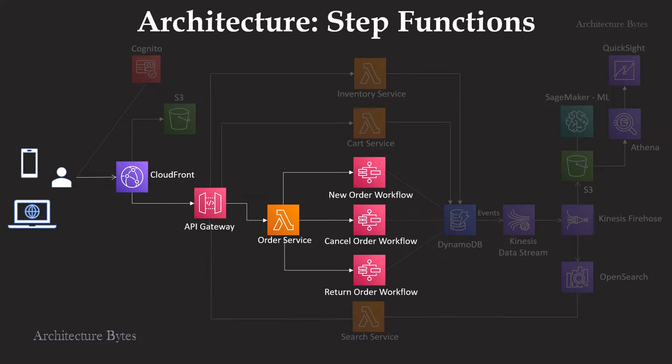Order-related workflows are modeled as AWS Step Functions. Step Functions allow you to orchestrate multiple AWS services into serverless workflows. We have new order, cancel order, and return order step functions. These step functions are invoked by an order service Lambda function. Although we can directly invoke these step functions from API gateway, we have an order service in front of them so that it can return a meaningful response to the caller after invoking the step function. Let's look at individual step functions.